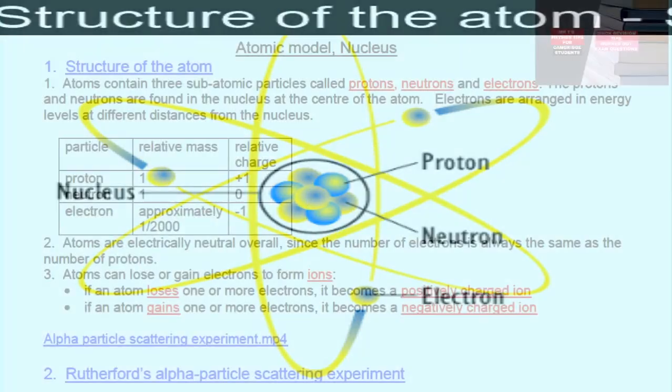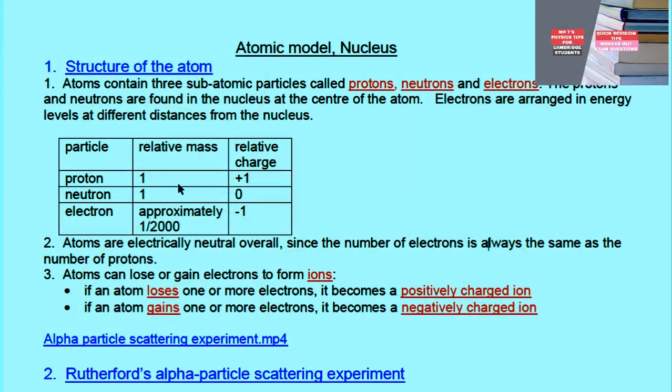Right, the following is a table that shows the particle, relative mass, and the relative charge. The relative mass of a proton is 1. Relative charge is +1. Relative mass of a neutron is 1 as well, and it has no charge, it's neutral. The relative mass of an electron is approximately 1/1840, which we can round up to 1/2000. And its relative charge is -1.